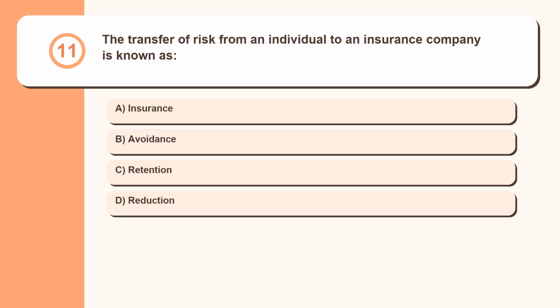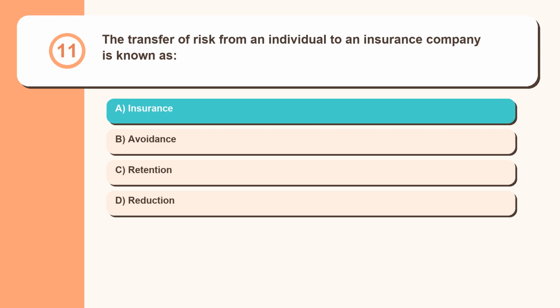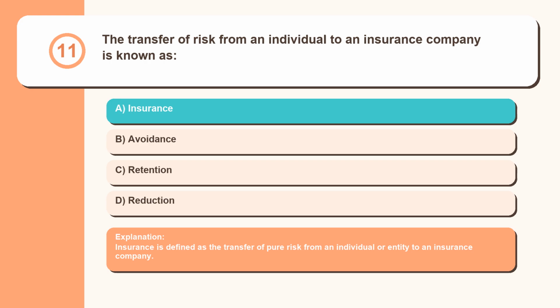Question 11. The transfer of risk from an individual to an insurance company is known as insurance, avoidance, retention, reduction. Insurance is defined as the transfer of pure risk from an individual or entity to an insurance company.